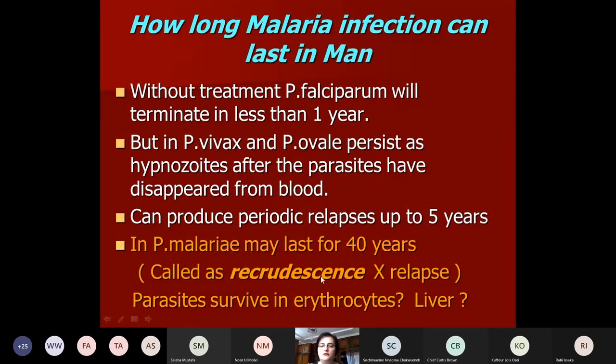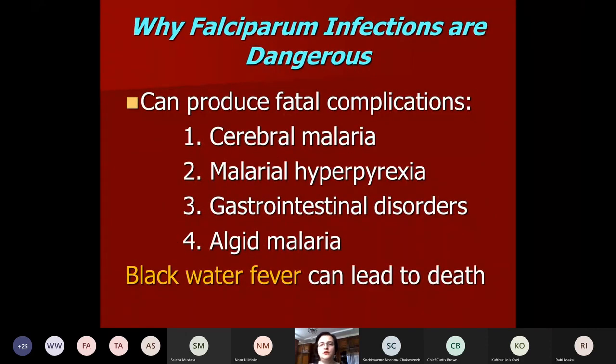But also, sometimes if a person has a very serious fever without any understandable reasons, you have to investigate and do an analysis for malaria, even without epidemiological grounds. Why are falciparum infections dangerous?